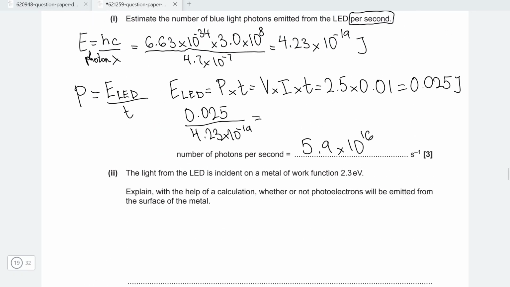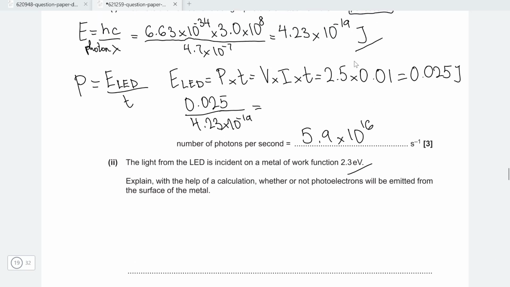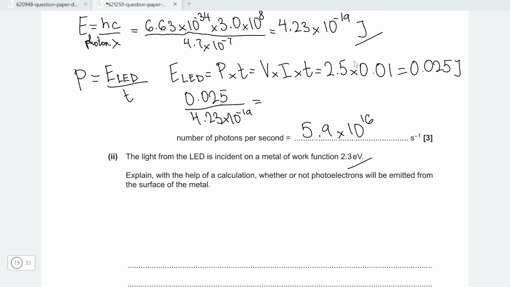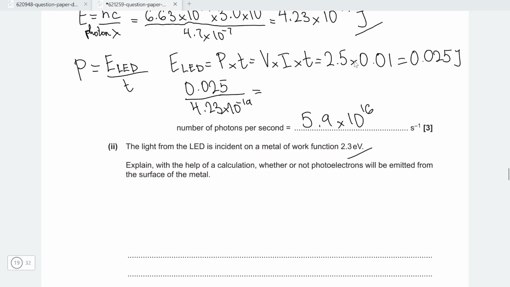Now the only little problem, meaning that we cannot answer this question instantly, is because we are given two different units. We know that the energy of a photon is 4.23 times 10 to the power of minus 19, and the work function is 2.3 electron volts, whereas this is given in joules. So let's convert one into the other. What I'm going to do is I'm just going to convert the photon energy to electron volts.